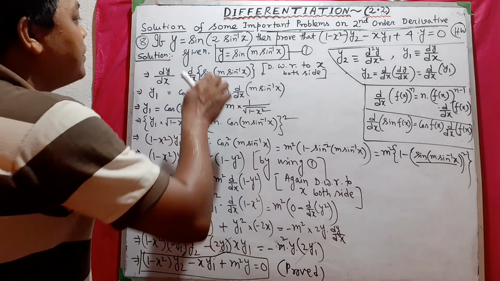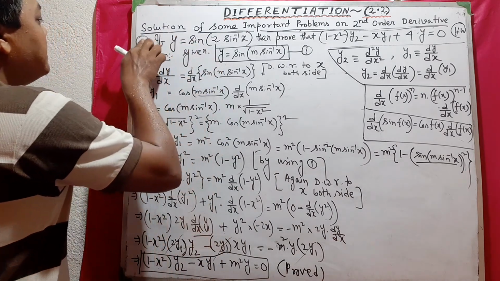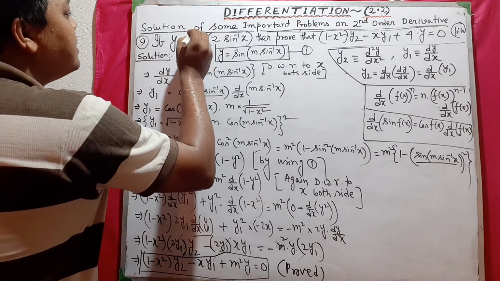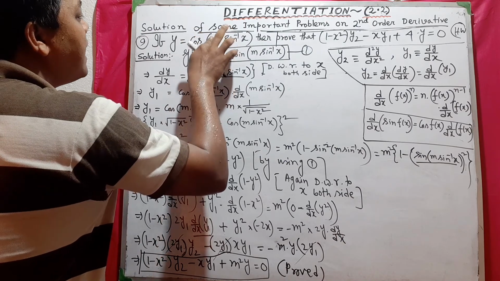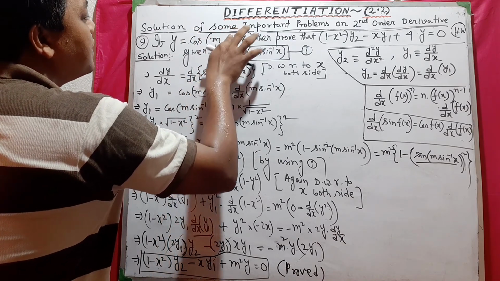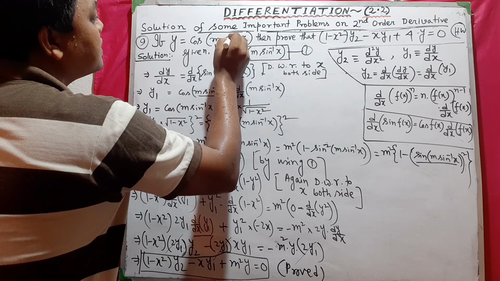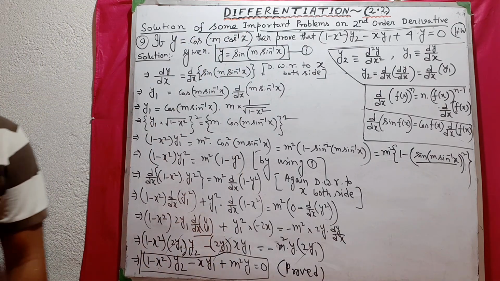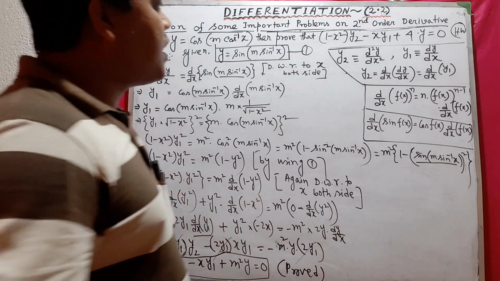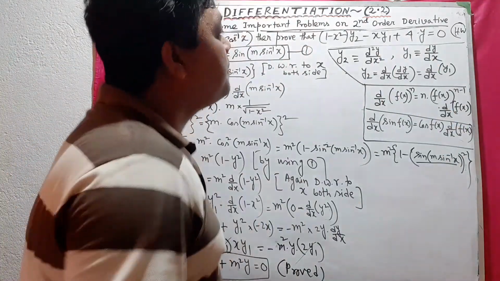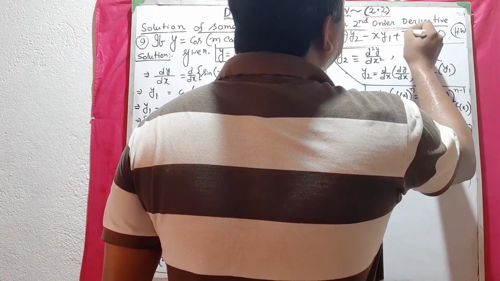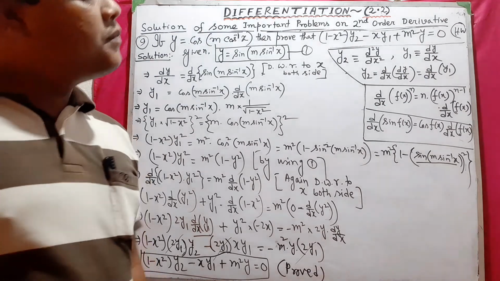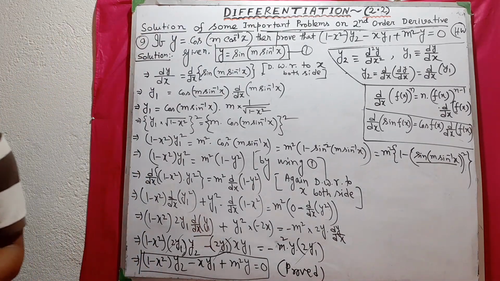And problem number 9: if y equals cosine of m cos inverse x, then prove that 1 minus x square y2 minus x y1 plus m square y equals 0, the same expression, but just cos instead of sin. You are expected to be able to solve this problem also, okay?